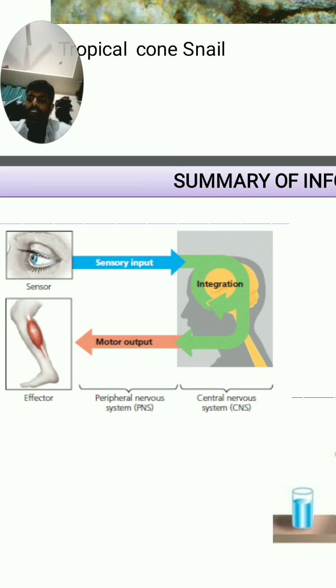Information processing by the nervous system occurs in three stages: sensory input, integration, and motor output. In many animals, the neurons that carry out integration are organized in a central nervous system, which includes the brain and a longitudinal nerve cord. The neurons that carry information into and out of the central nervous system constitute the peripheral nervous system. When bundled together, such neurons form a nerve.